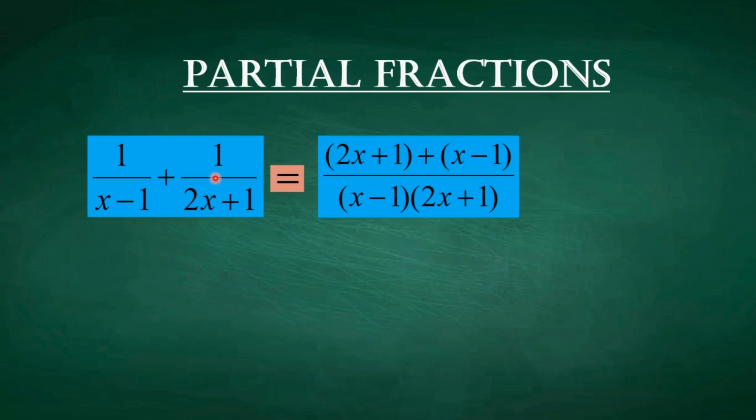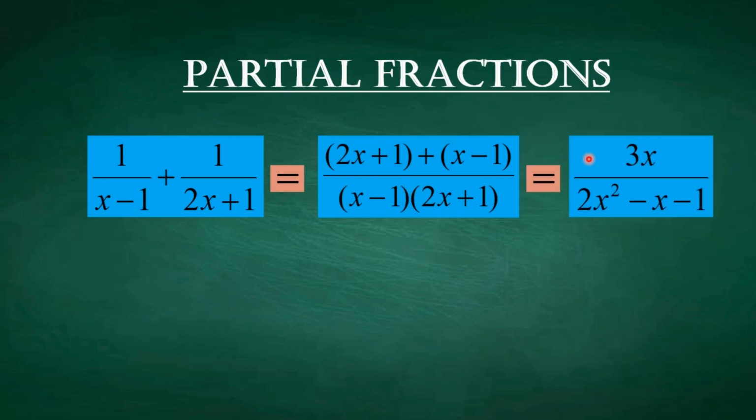As the second term doesn't have x minus 1, you have to multiply x minus 1 in both numerator and denominator. You end up getting this as the result. And if you further simplify, it ends up as 3x over 2x squared minus x minus 1. So the addition of these two algebraic fractions is obtained as this.